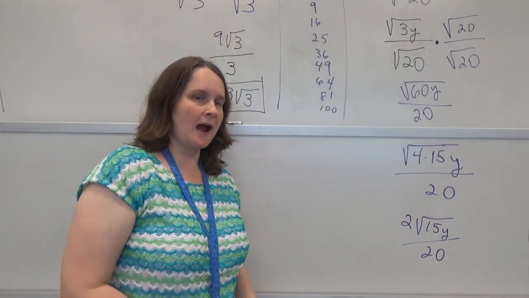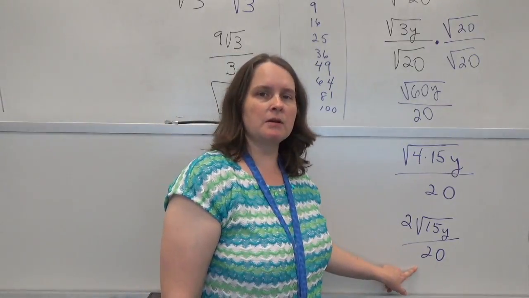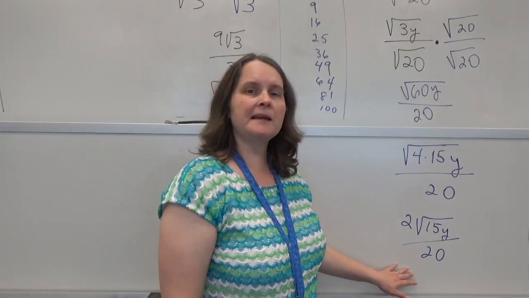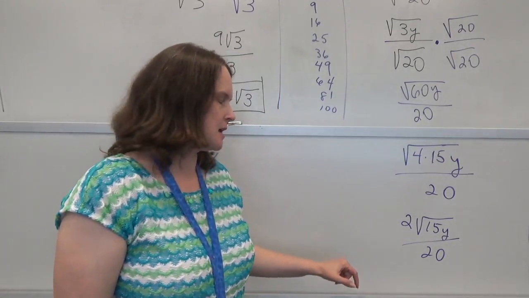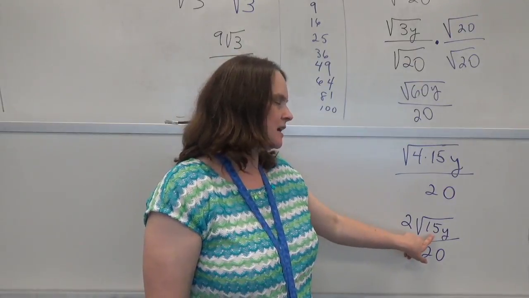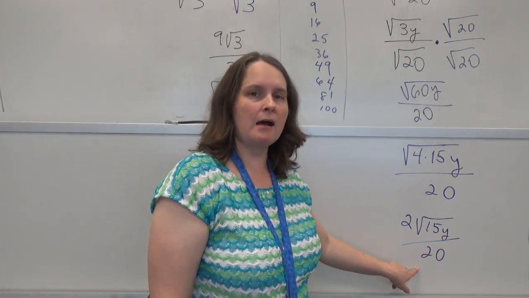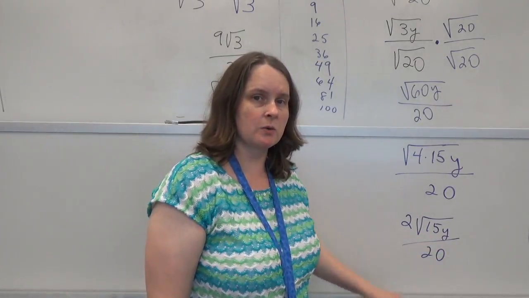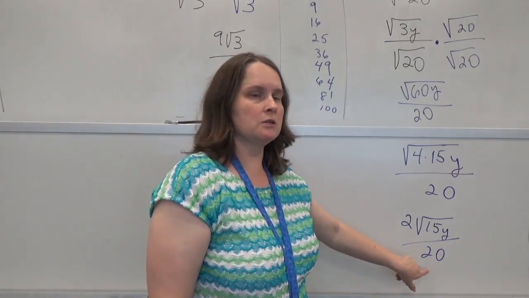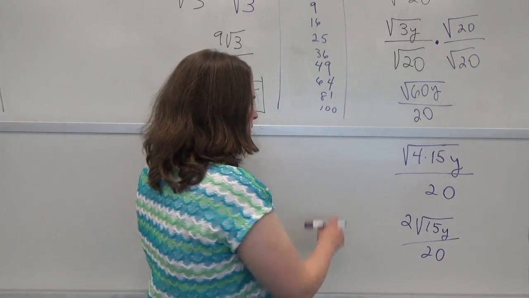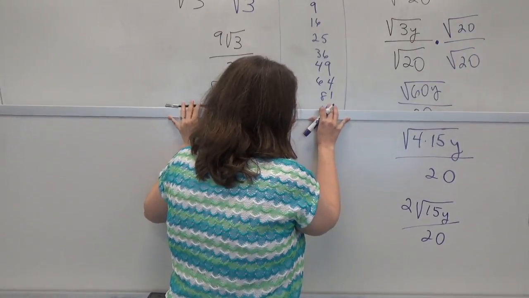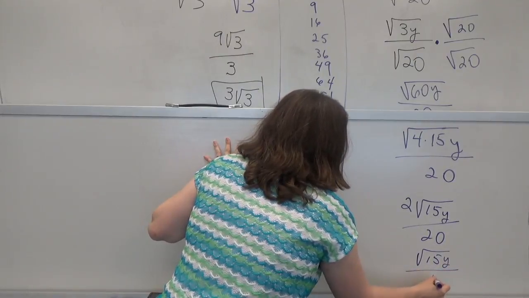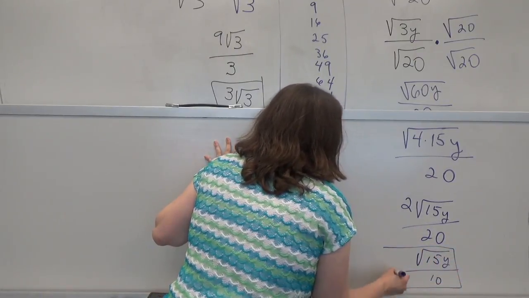I do need to simplify my fraction. The 2 and the 20 have a common factor of 2. So we can simplify this, and I will go ahead and note at this point, make sure that you understand that you cannot simplify anything inside a radical with a number on the outside of the radical. So you cannot reduce 15 with 20 because 15 is inside the square root. But the 2 and the 20 we do need to simplify. 2 goes into 20 10 times, so we can write this as the square root of 15y over 10. And that's our answer.